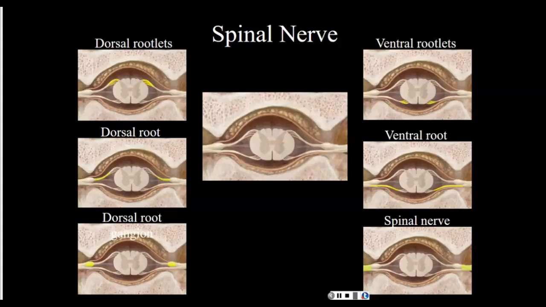Don't worry too much about this picture, but this is showing you what a spinal nerve looks like. There are little nerves that come off of the dorsal part and the ventral part of the spinal cord. They then combine together, forming a root, and then as they exit the vertebrae area, it becomes a spinal nerve because it's combined. You have motor and sensory together in the spinal nerve.